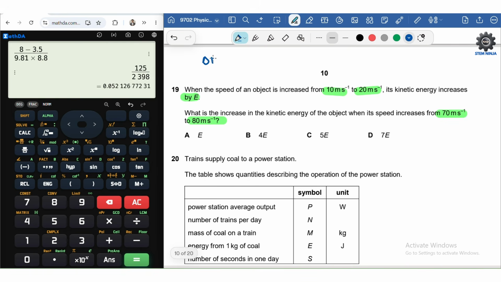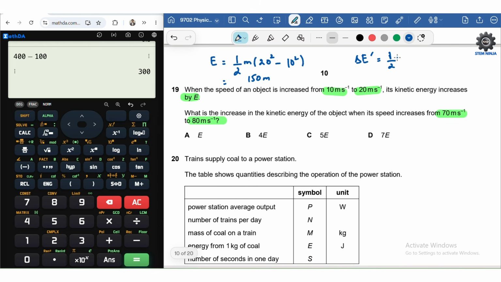Okay, so the change in kinetic energy E is from half m times 20 meters per second squared and 10 meters per second squared. So you have basically 400 minus 100, that is 300. So this is equal to 150 m. Right? 150 m. Now we need to go from 70 to 80. So you have new kinetic energy change.